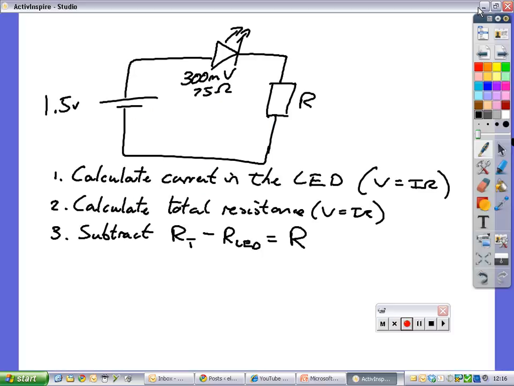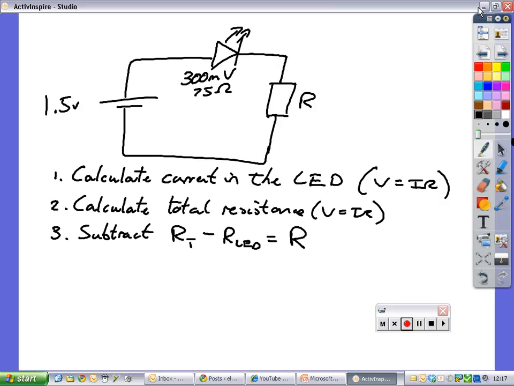Now to do that, you start off drawing a circuit diagram, and there are three things you want to do. You want to calculate the current in the LED using V equals IR. You want to calculate the total resistance using V equals IR, and subtract the total resistance minus the resistance of the LED to give you the resistance of the resistor required.